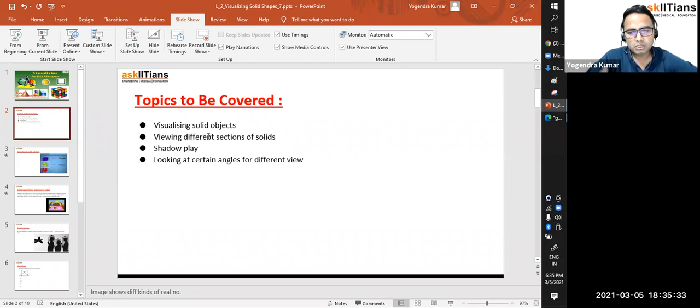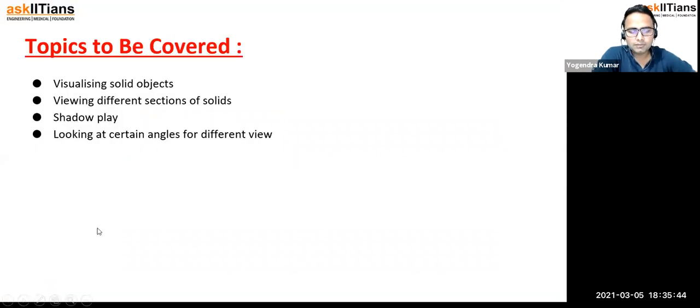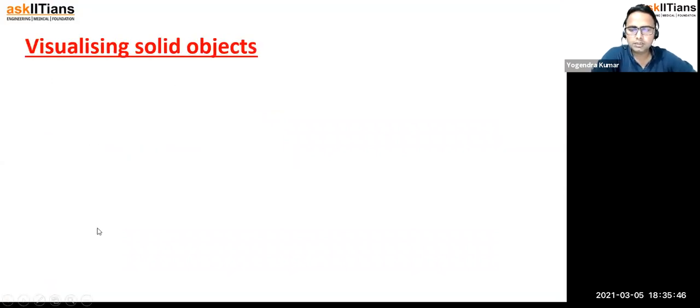So we need to see top view, side view. These are different views of how the object looks, right? So that is another thing we are going to see. Chalo, let's get started, guys. Okay, we are doing this. Now here, let's start.